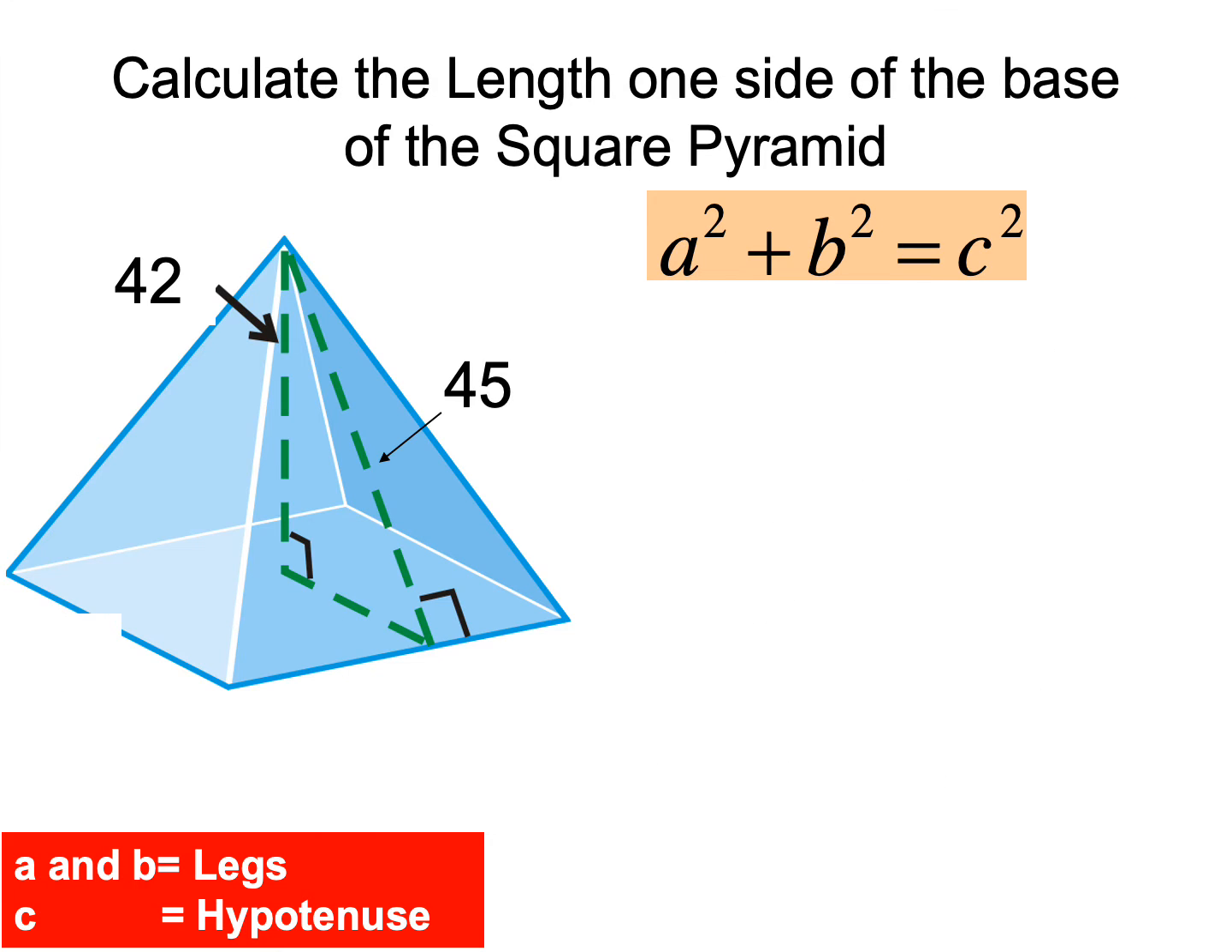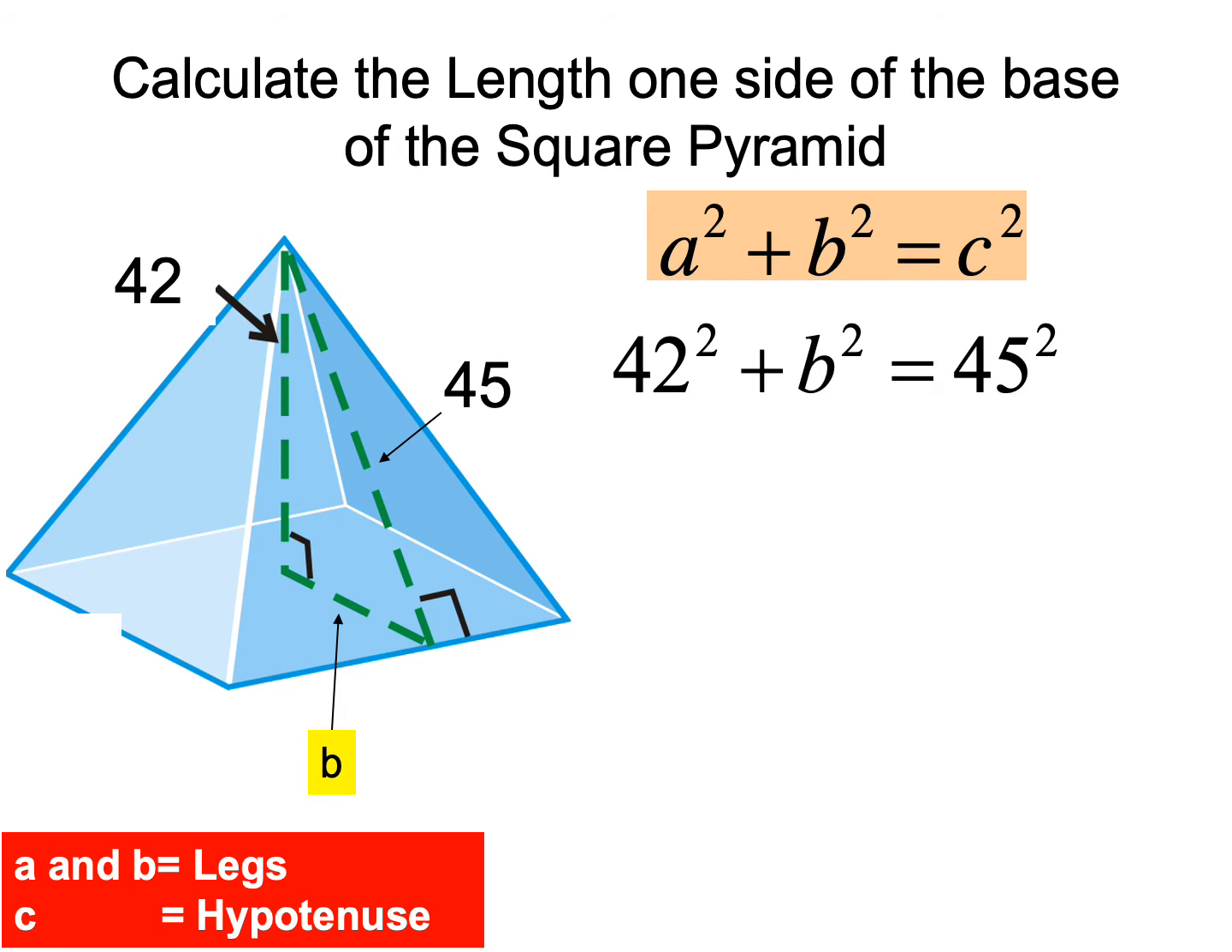Okay, so what's the difference here? It says calculate the side length of the base of the square pyramid. So we're looking for the length of one of the sides of the base of that square pyramid. Well, how would we do that? Well, notice on the green triangle there, we got the height and we got the slant height listed. What we don't have listed is that bottom leg. Well, let's calculate that. So we'll call that B.